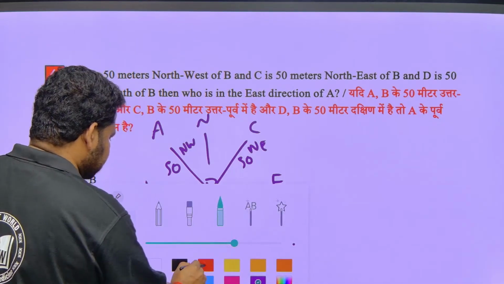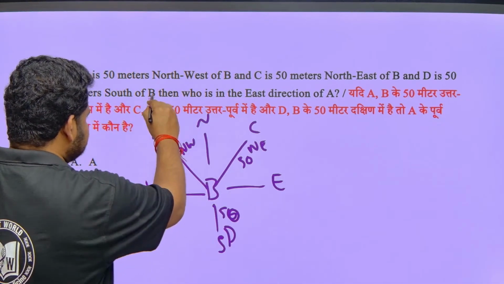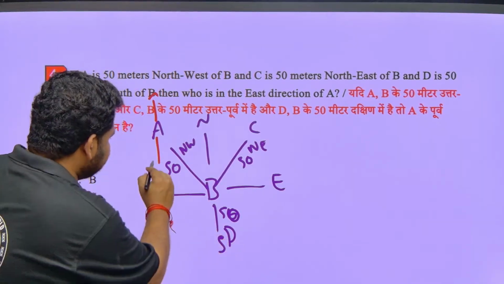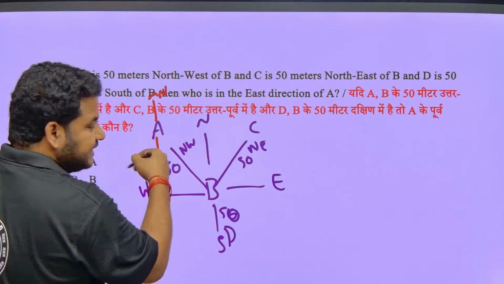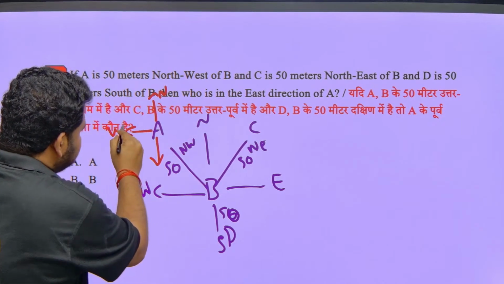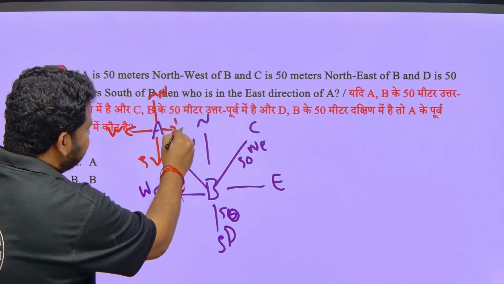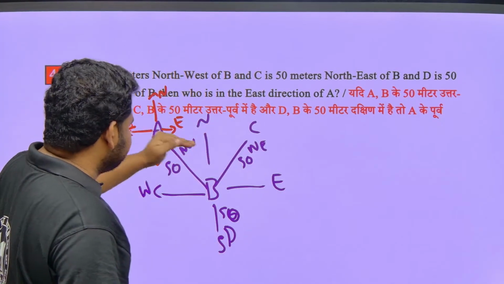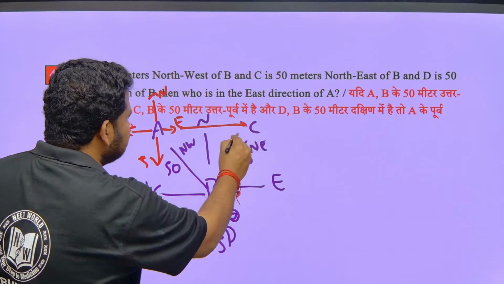See here, you have to understand one thing: we have to take this center as A, because they are asking with reference to A. So the center we should take as A. This is north for A, this is west, this is south, this is east for A. They are asking who is in the east direction of A. This is also 50, this is also 50. East direction of A, who is there? C is there.